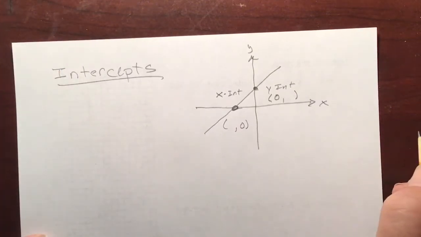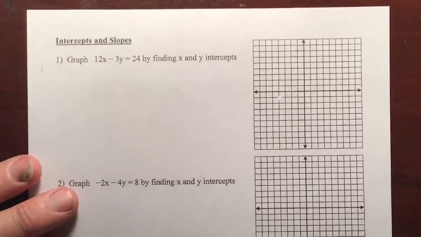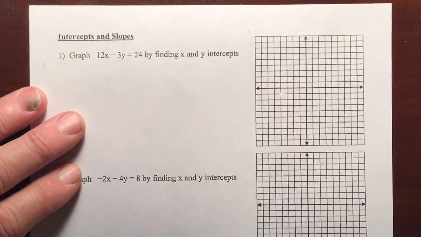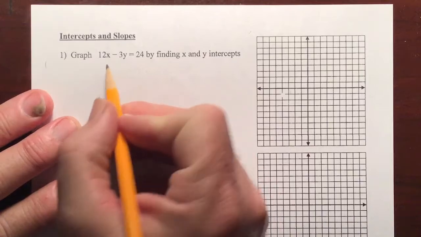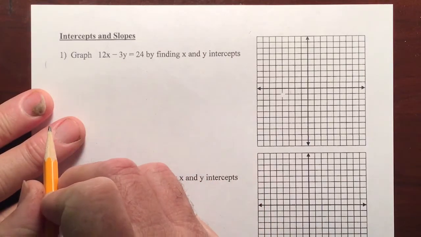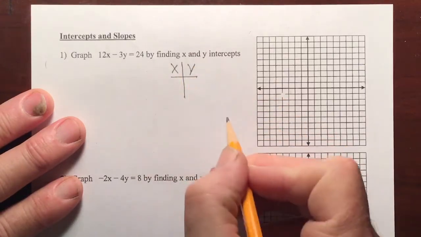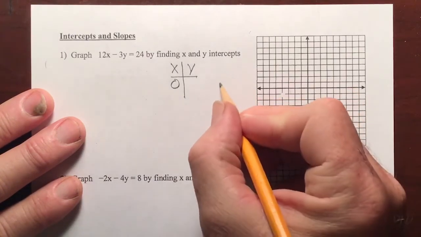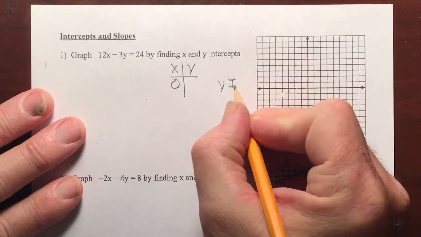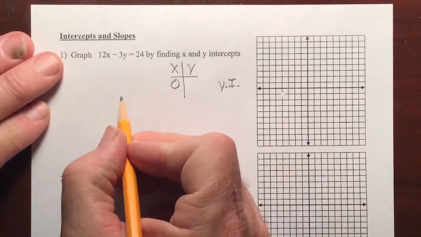Let's take a look at a couple of them, because what I wanted to get into is that you can graph a line if you just plot the intercepts. So we've got this equation here, and all I'm going to do is make a little table, x, y. I'm going to put 0 in for x, because on the y-intercept x is 0, so you just plug it in.